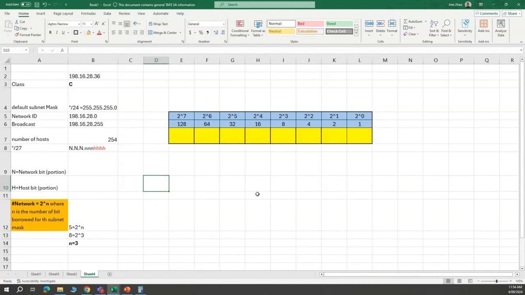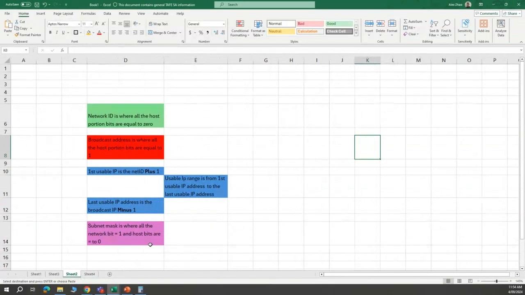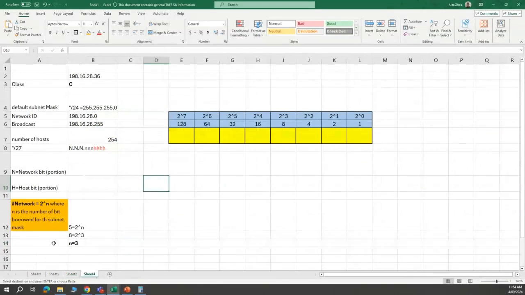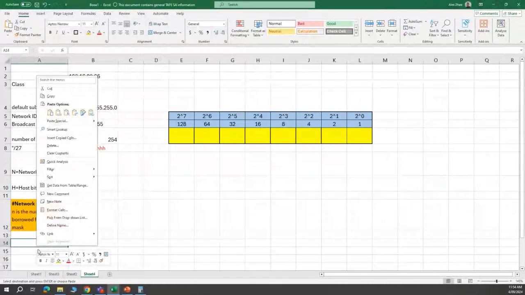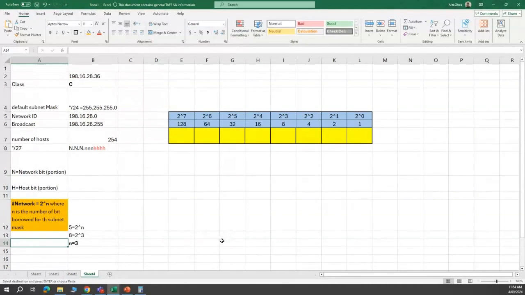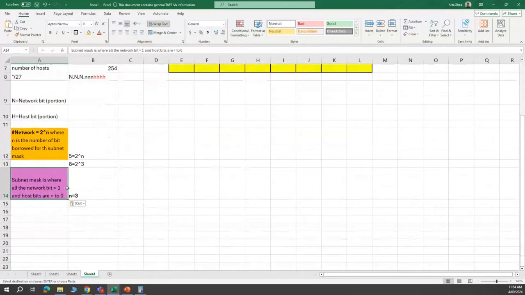So what is the new subnet mask now? If you remember, we had a definition of what the subnet mask is, right? Subnet mask is where all the network bits are equal to 1 and all the host bits are equal to 0. So let's put that right here. That's what we said before, didn't we?